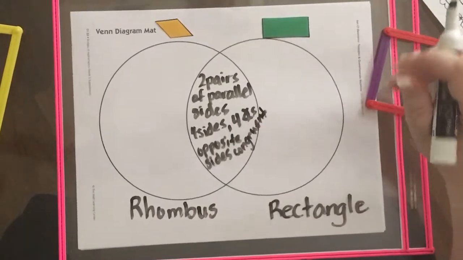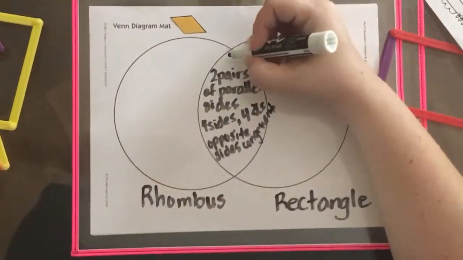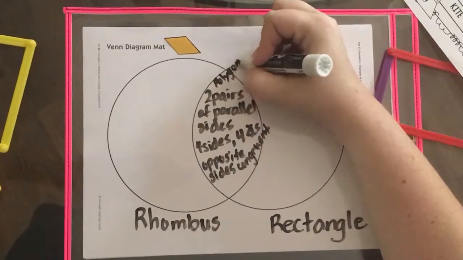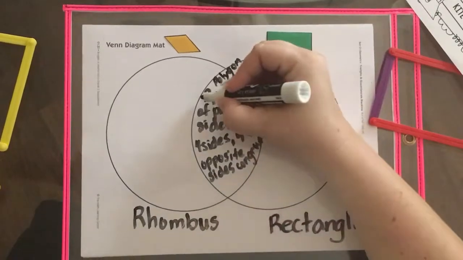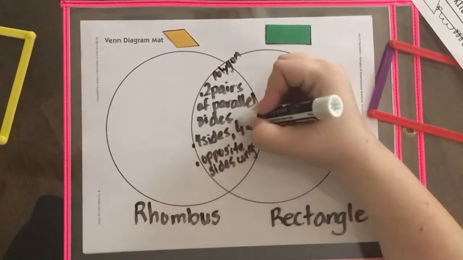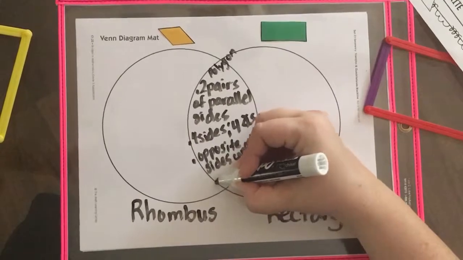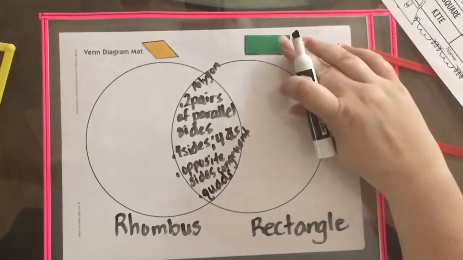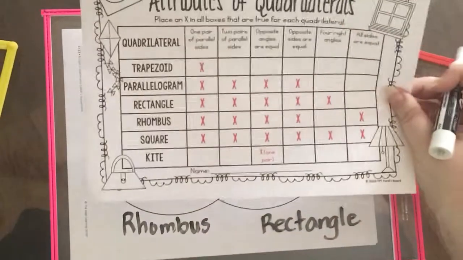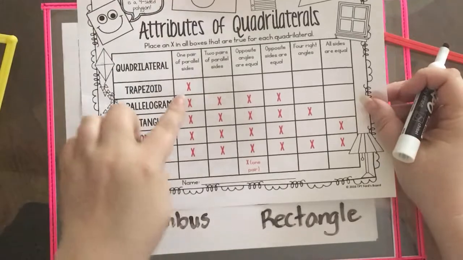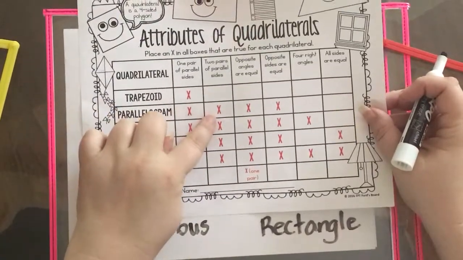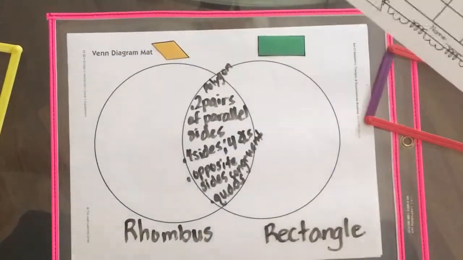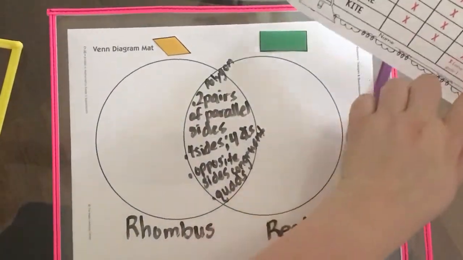You also will notice that both shapes fit into the category of polygon. Both are also quadrilaterals. I'm just going to abbreviate and put quads. And they also are both parallelograms. And you can see here one pair of parallel sides, two pairs of parallel sides, opposite angles are equal, opposite sides here are equal.